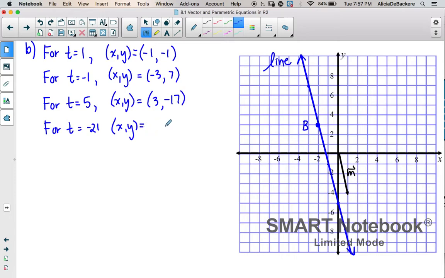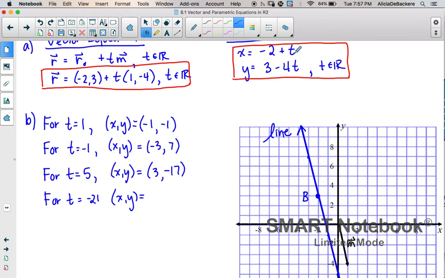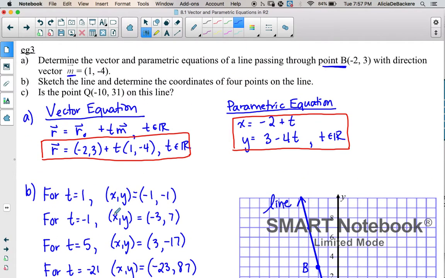This one's not going to be on my grid, but I'll plug -21 in for my t value, and I'm adding -2, so -23. And then if I plug -21 in here altogether, that's going to come out to 87. And there's 4 points on my line. But again, you could choose different t values and get 4 different points.